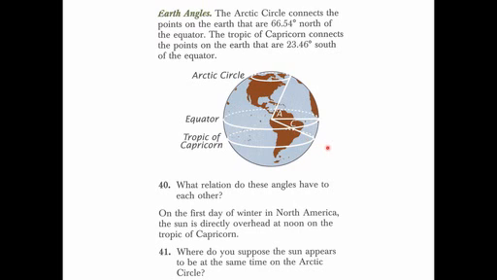Think about this lesson. On the first day of winter in North America, the sun is directly overhead at noon on the Tropic of Capricorn. So the sun would be right over here, straight overhead. That's a given. Where do you suppose the sun appears to be at the same time on the Arctic Circle? Where would the sun appear? All right.